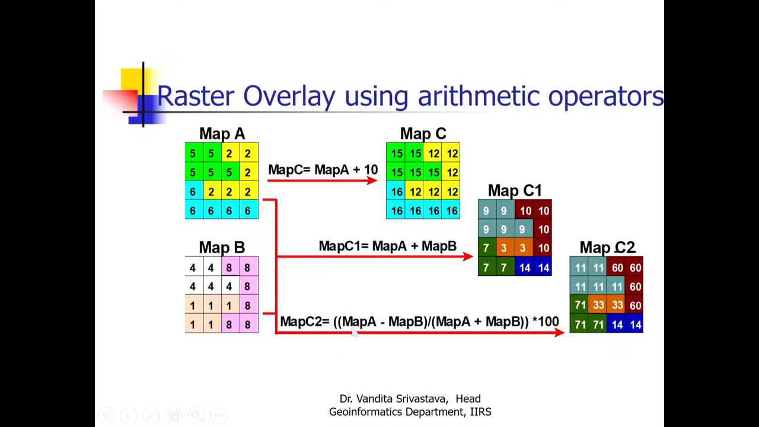So this is a very useful index. If you use it on images, it is called the NDVI index. If you use map A as the near infrared band, and map B as the red band, then you get the NDVI, the normalized difference vegetation index, represented by C2. So these simple addition and subtraction can lead to a lot of good useful statistics which can do value addition to your data set.